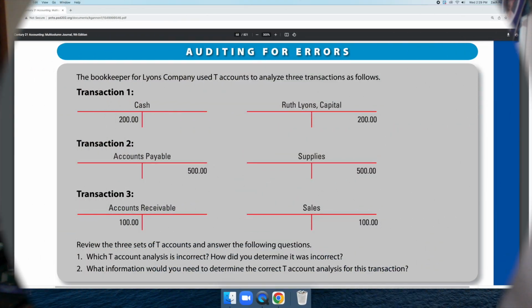Today, I will be going over the Chapter 2, Auditing for Errors. So let's jump right into the video. Okay, so as I had stated before, I'm going to be going over the Chapter 2, Auditing for Errors.